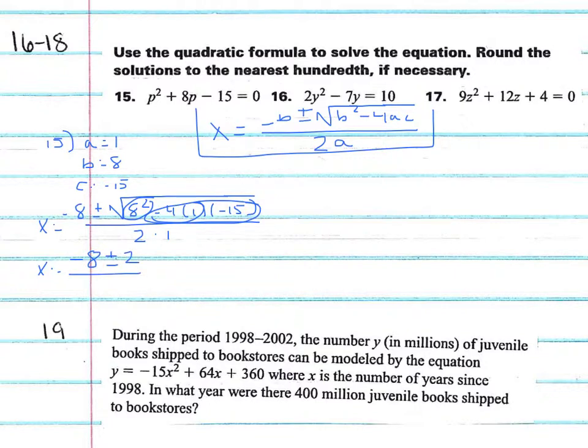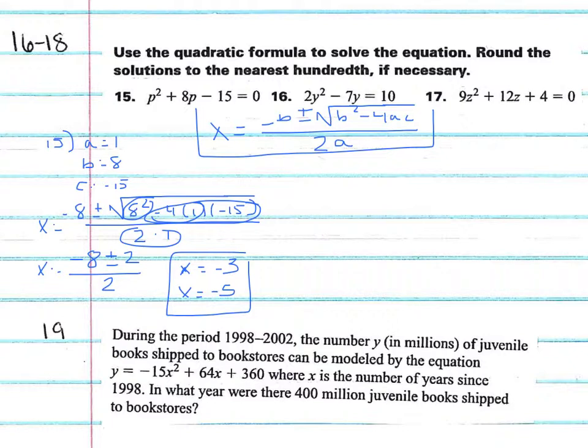And then I'm going to go ahead and simplify the bottom. 2 times 1 is 2. So let's start with the plus. Negative 8 plus 2 is negative 6. And negative 6 divided by 2 is negative 3. So x can equal negative 3. Or we can subtract. Negative 8 minus 2 is negative 10. Negative 10 divided by 2 is negative 5. And so for 15, those are my two answers.